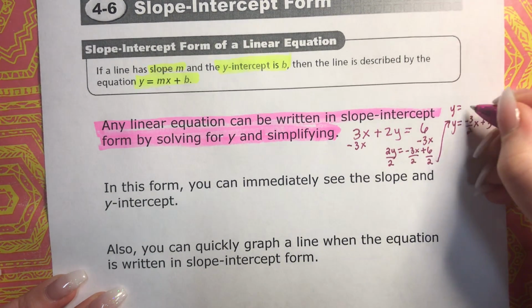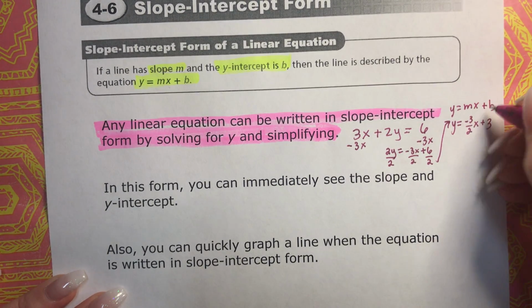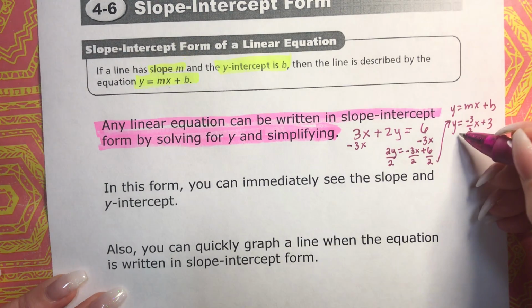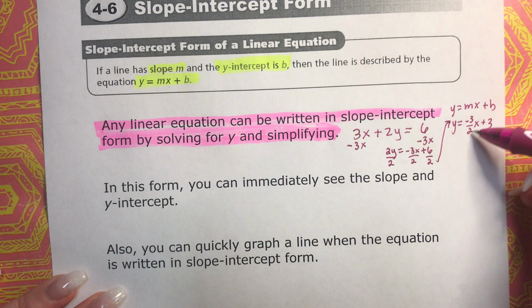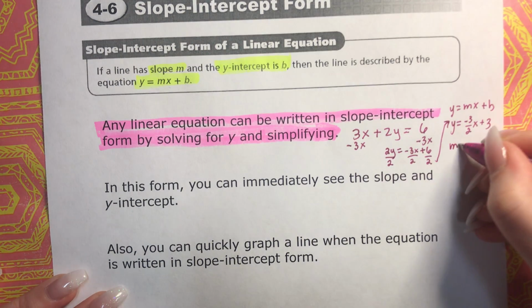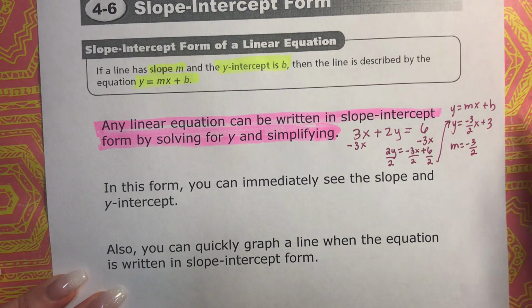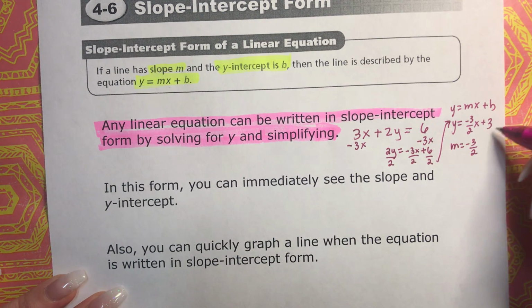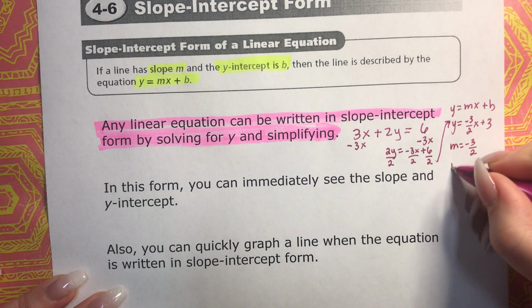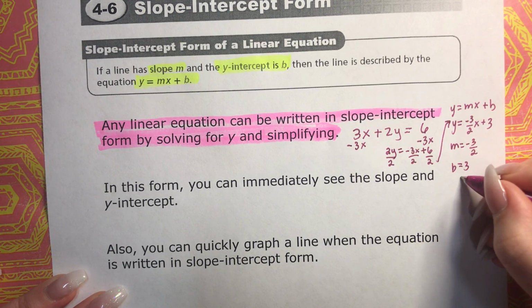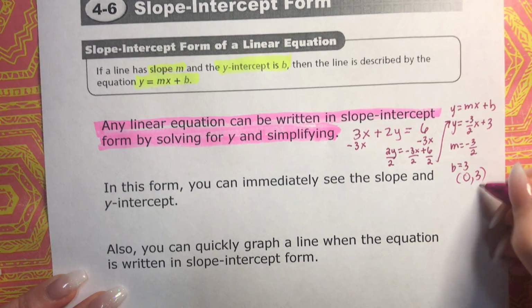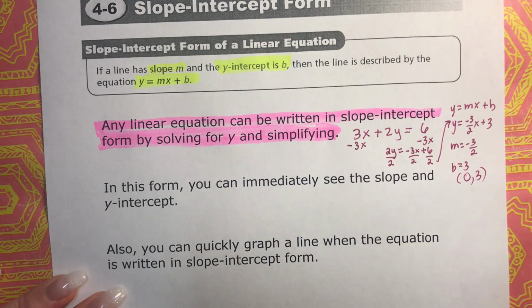So this would be slope-intercept form, right? This is y equals mx plus b. We have solved this equation for y. The number in front of x, which is being multiplied, which is negative 3 over 2, that represents our slope. So m equals negative 3 over 2. And then our y-intercept is just this number out here, which means our b equals 3. And always know that the y-intercept can be written as a point, (0, 3), because for every y-intercept, we always know that x equals 0.